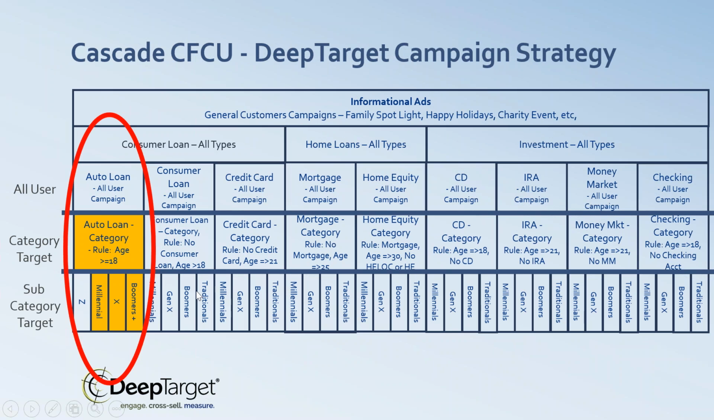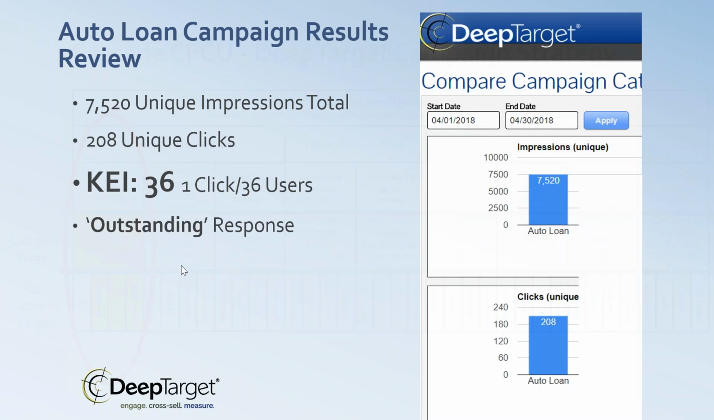So the campaign framework that they chose is this one here, going after the auto loans. And so a very nice review of that. And the boomers is plus because it also includes the traditionalists or the silent. And at a total reach of all of those, a total result, taking a look at the month of April alone, the campaign category report in total for the auto loan category was 7,520 actual unique users that saw an impression, and 208 clicks.